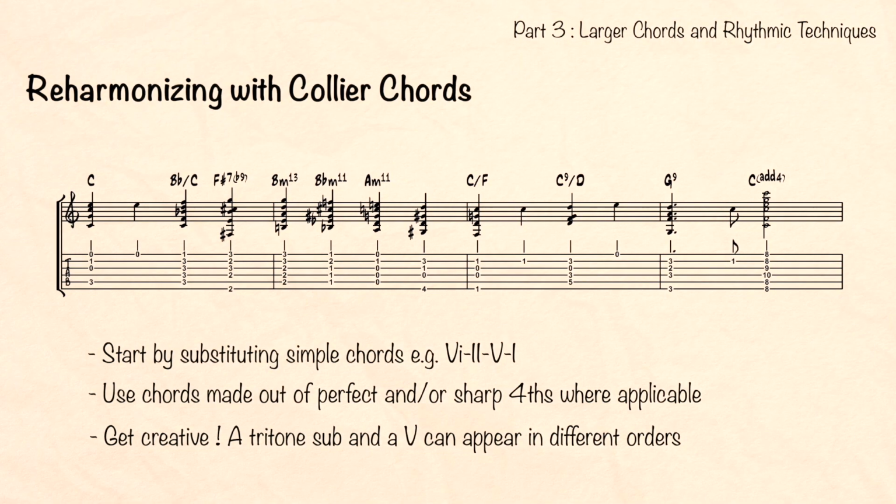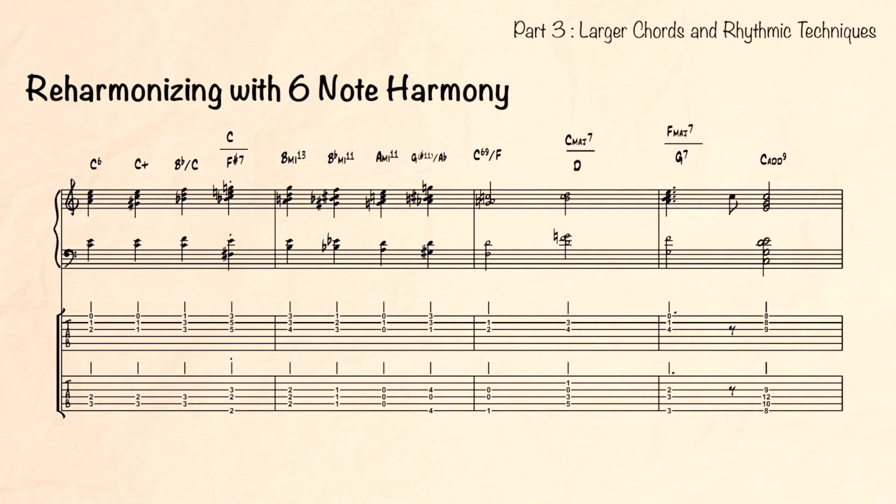Finally, add 1 or 2 notes to each chord to create 5 and 6 note harmonies. At this point, one guitar is no longer capable of playing these harmonies. Okay, that's better. Bear in mind that Collier often uses chord density expressively.